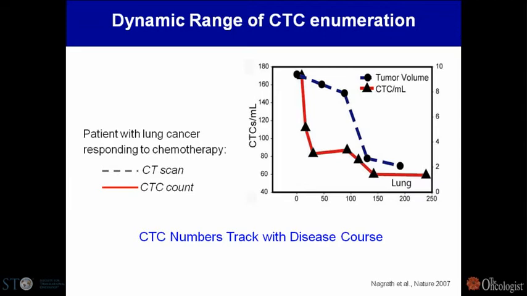So once the number of cells is high enough, you can see what happens with treatment. And you can see here in blue is the tumor volume as measured on a CAT scan with effective therapy for lung cancer. In red are the number of CTCs declining quickly. So clearly what we can show now with patients with metastatic disease is that when we capture enough CTCs, we can show how quickly they respond to effective therapy.